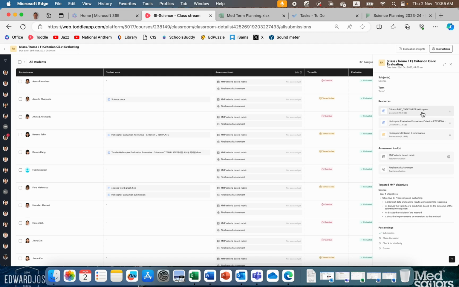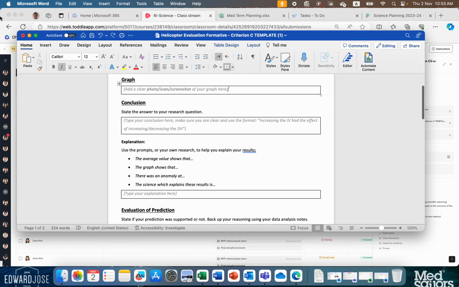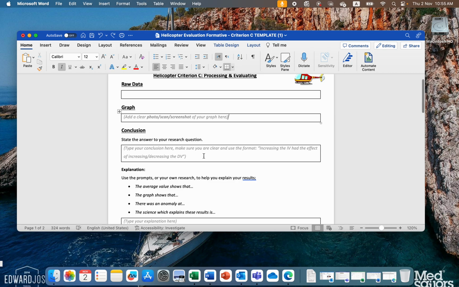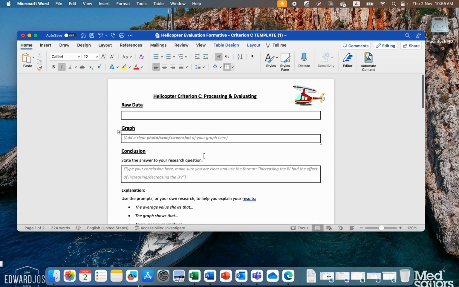There is a task sheet. This talks students through what they should do, etc. And then there's this one, this template. When you download that, it will look like this one. Let me just get rid of that. It will look like this one. This is where the students will complete their work and what they will submit back to me for grading.